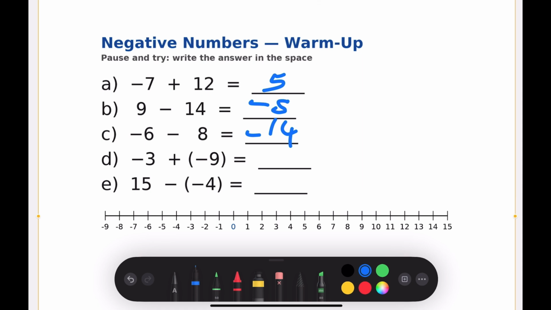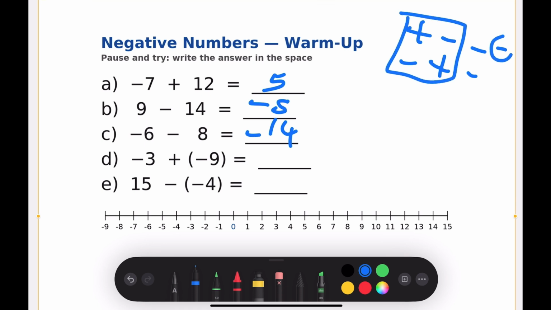Okay, so the next question is negative 3 plus negative 9. So whenever you have a positive and a minus, or a minus and a positive, that is the same as minus. So those two signs equal a minus sign. So the negative 3 plus negative 9 would be the same as negative 3 minus 9. So we'd add the 9 and the 3 to get 12, but we know it's going to be a negative, so it must be negative 12.